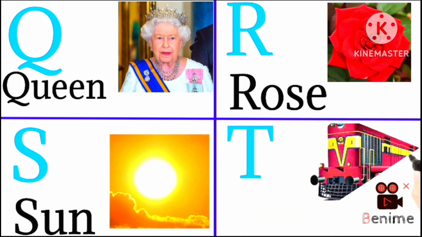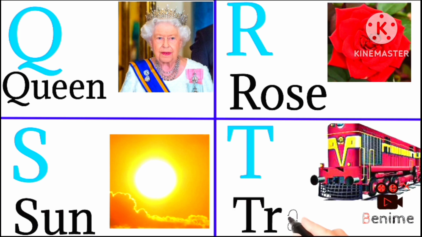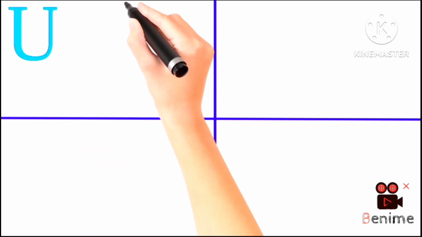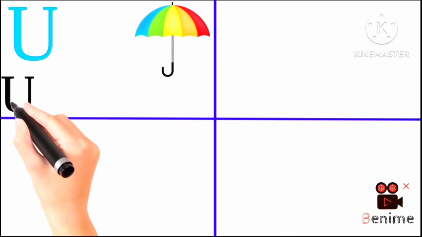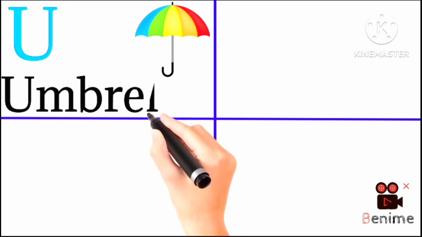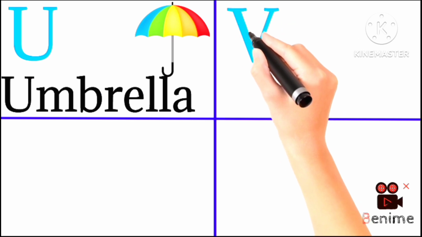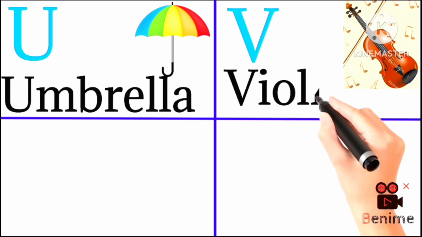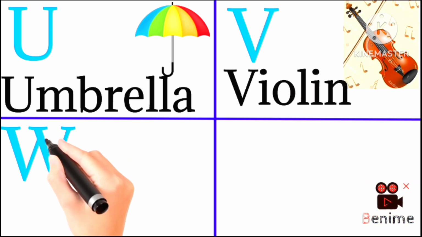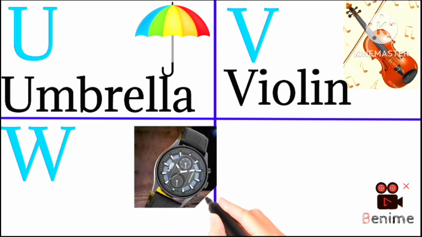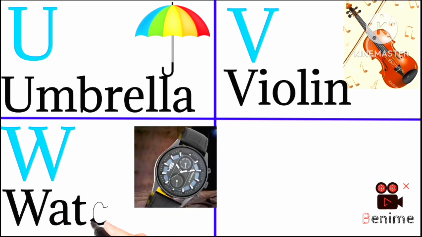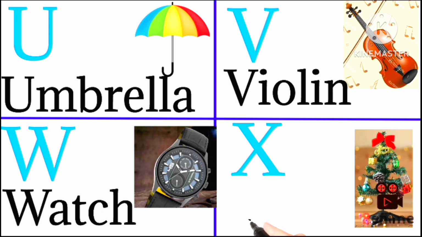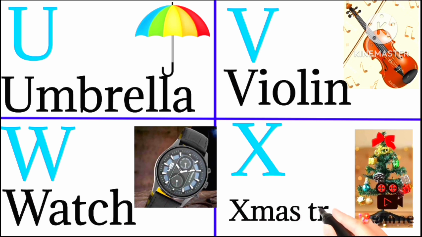T. T for train. Train means railgadi. U. U for umbrella. Umbrella means chhata. V. V for violin. Violin means violin. W. W for watch. Watch means ghadi. X. X for Xmas tree. Xmas tree means Xmas tree.